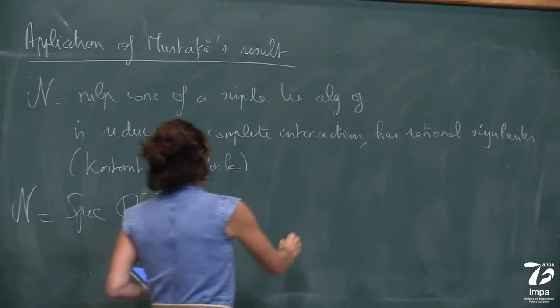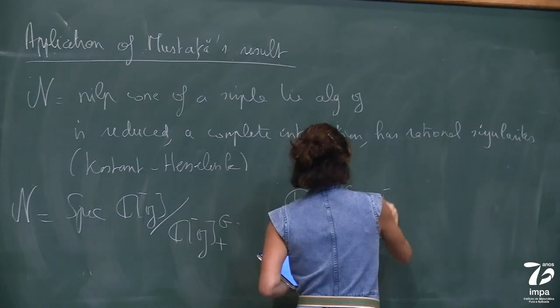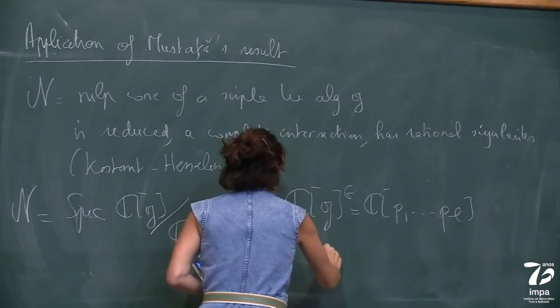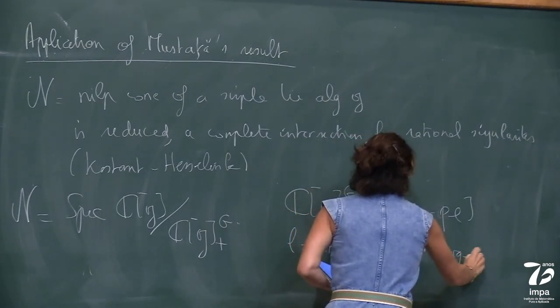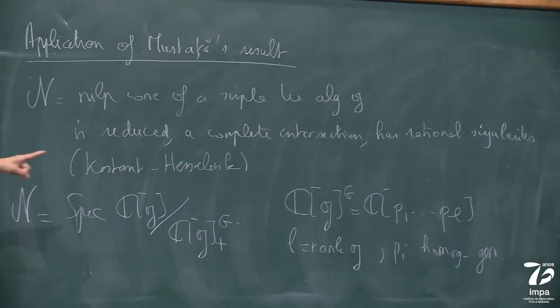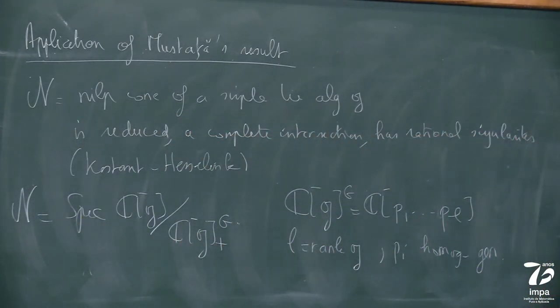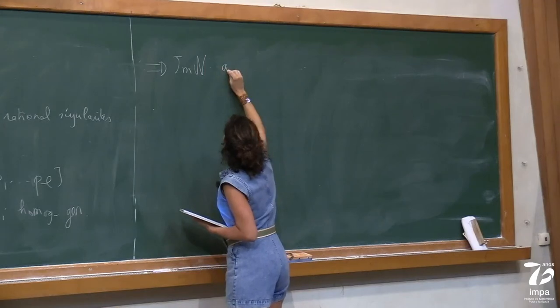Here I recall that the algebra of invariants is a polynomial algebra, where l is the rank of G and the p_i are homogeneous generators. All right, so in other words, N is defined by these equations. So in particular, Mustață's results apply. In particular, this implies that all finite jet schemes are irreducible.